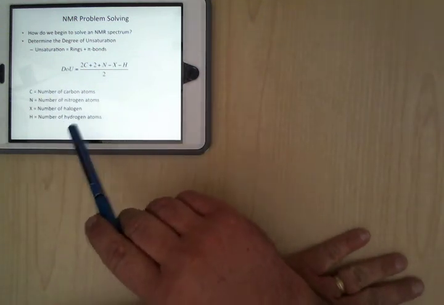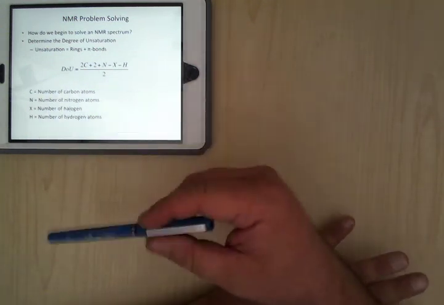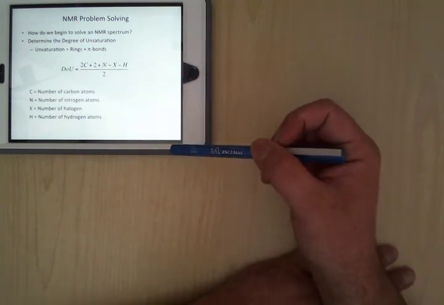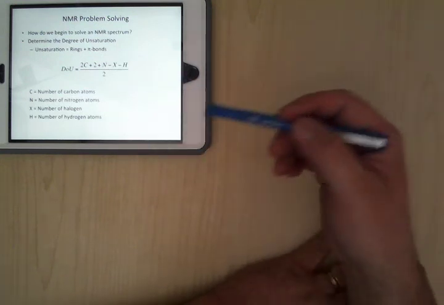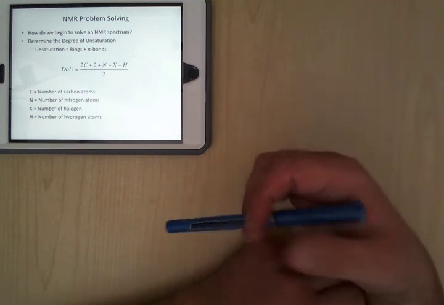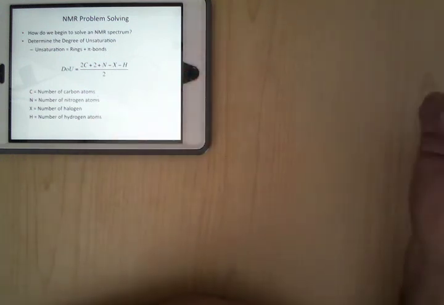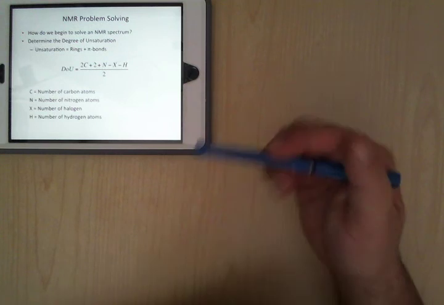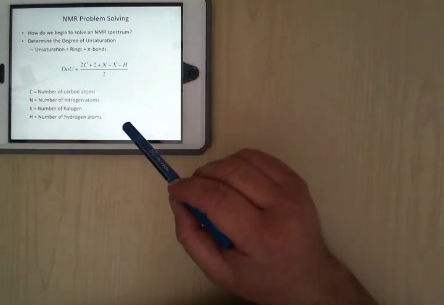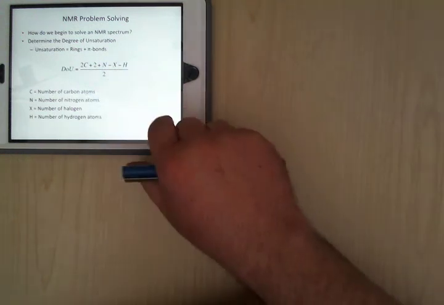It's really easy to do. It takes 5 seconds. You get an idea for what you're looking for. It's not a bad idea to just look at the formula itself and ask: are there oxygens? Are there nitrogens? Are there halides? What's in there? That DOU gets you in that mindset of what you're looking at.